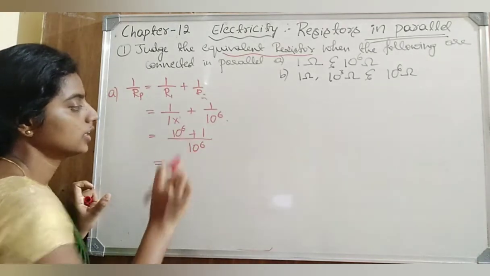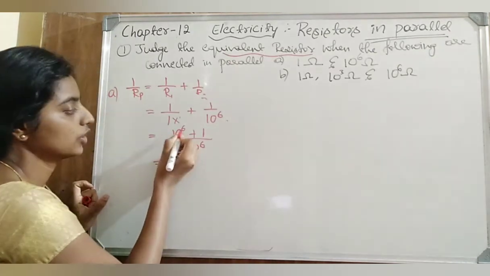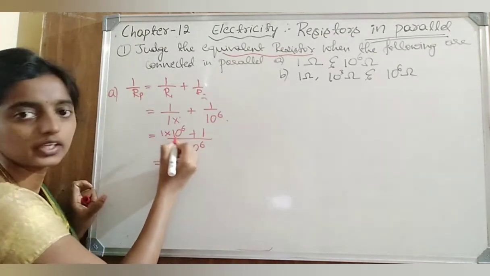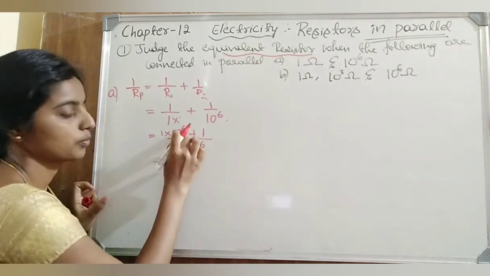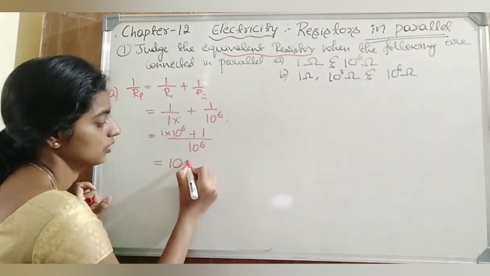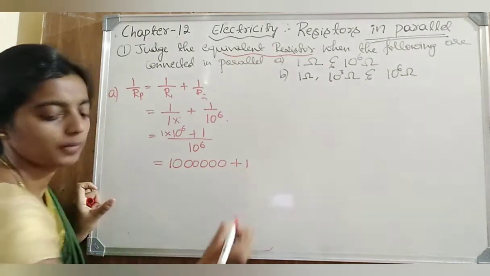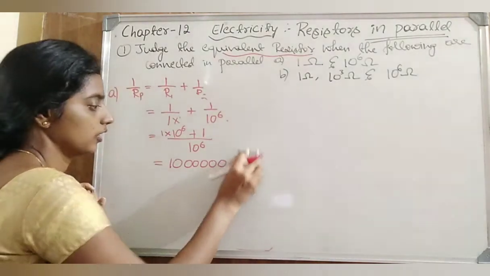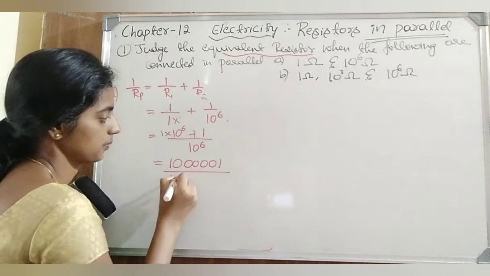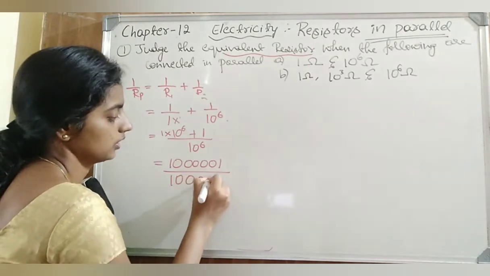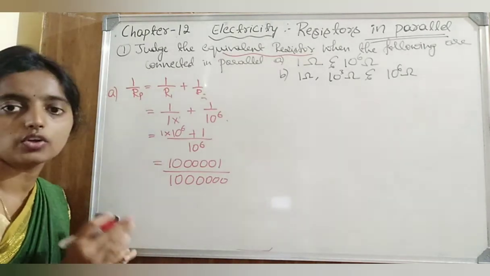Now write 10 to the power 6 in the form of numbers. That is nothing but 1 into 10 to the power 6, so 1 followed by 6 zeros. 6 plus 1, so plus 1 means if we add, we will get this one. And 10 to the power 6. Okay. See, now it's a very important point.